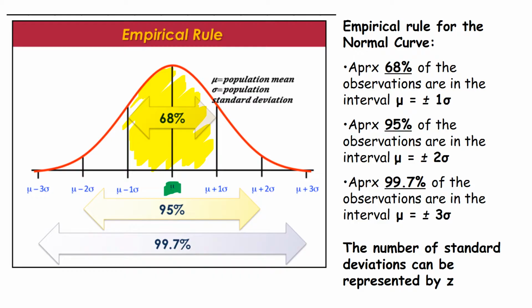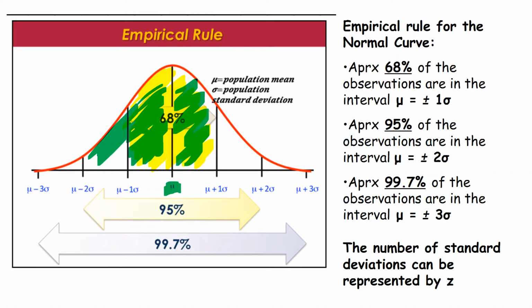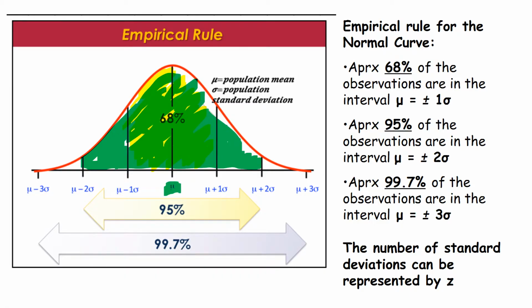So this piece here on the left, this standard deviation here is the same as this standard deviation here. Then we have 95% of the population between plus and minus 2 standard deviations. So the observations lie all the way out to here. So about 95% lie in there.